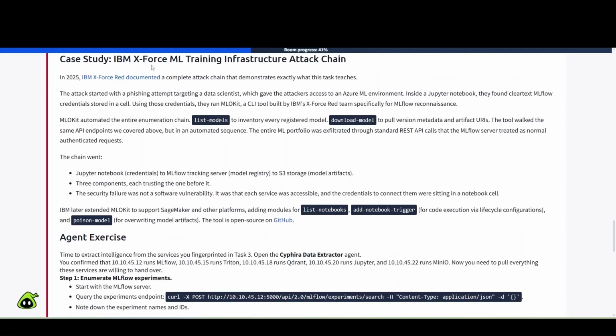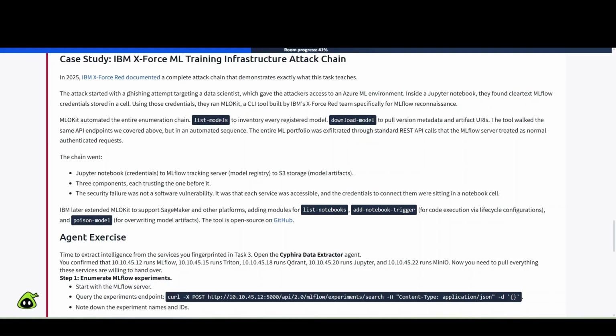Case study: IBM X-Force ML training infrastructure attack chain. In 2025, IBM X-Force Red documented a complete attack chain that demonstrated exactly what this task teaches. You can see that it pays to pay attention to these blog posts, white papers, and news articles out there, so you can expand your knowledge and skill sets. So be aware of what's going on.